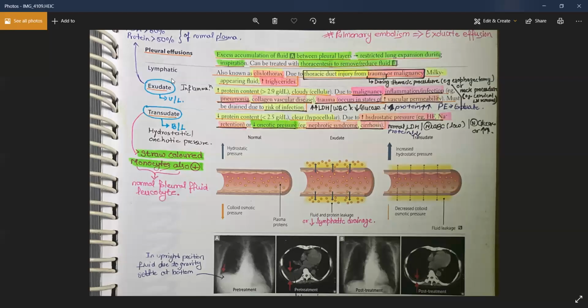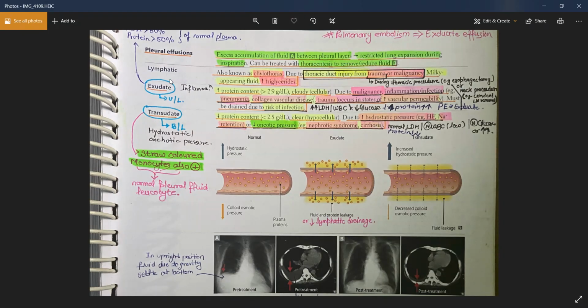So remember, any inflammatory cause, any infectious cause can do that. Now, if you're having a normal bacterial type of infection, in the exudate you can also find the neutrophils, right? But if you're having the effusion because of tuberculosis, then instead of the neutrophils, you will find the lymphocytes there.